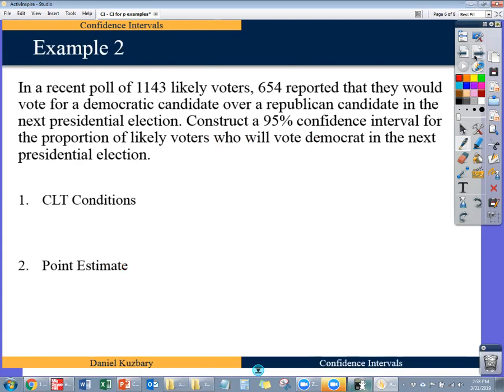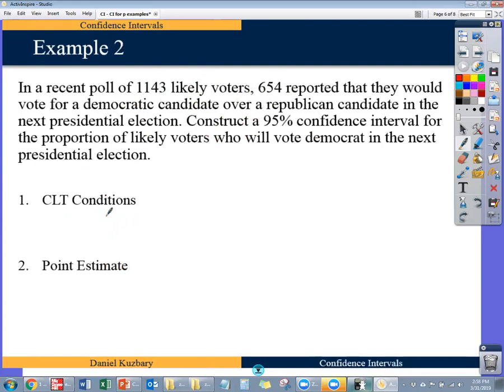So we've got a poll and we've got poll results, but what we want to do with any poll is, you don't want to just report this number. You want to report the proportion and then the margin of error, because this doesn't mean that out of any group this size you're going to have that many vote Democrat. It just gives you an idea, and you'll use the confidence interval to produce a better estimate, which will be a range of values, not just one value.